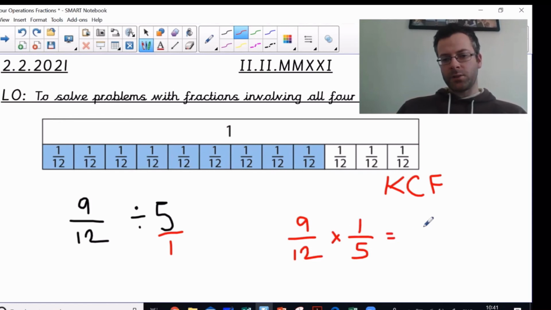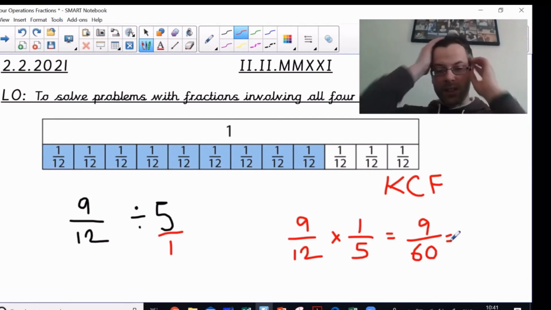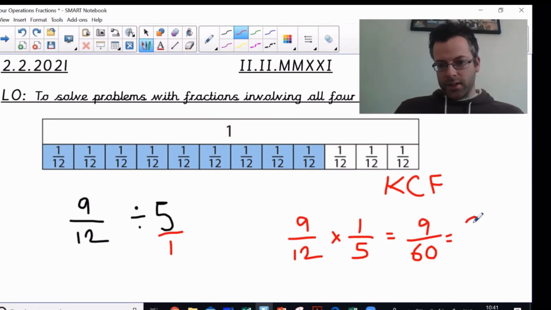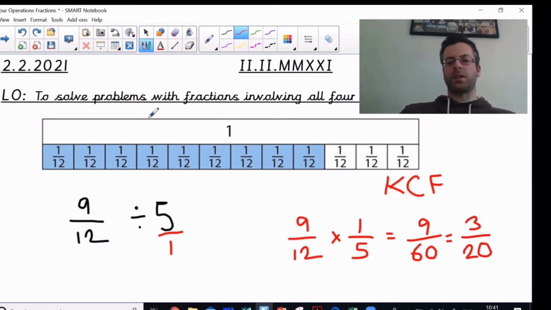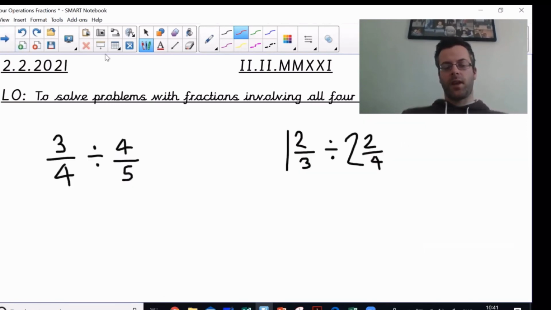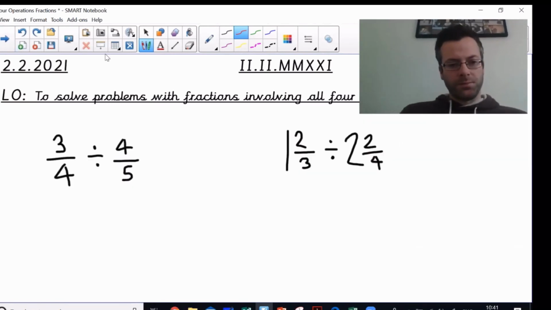So then I've got 9 times 1 is 9. 12 times 5 is 60. So my answer is 9/60. And then I'm going to see, can I simplify that? Well, I can divide them all by 3. So that's going to end up with 3. That divided by 3 is going to be 20. 3/20 is my simplest answer. Okay, let's quickly do these and then I'm going to finish.